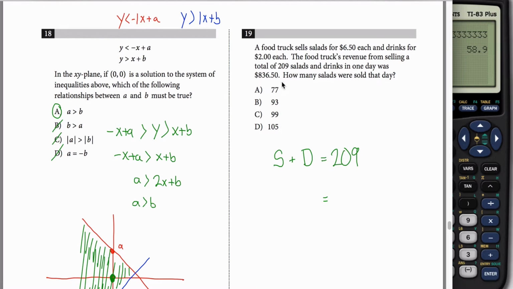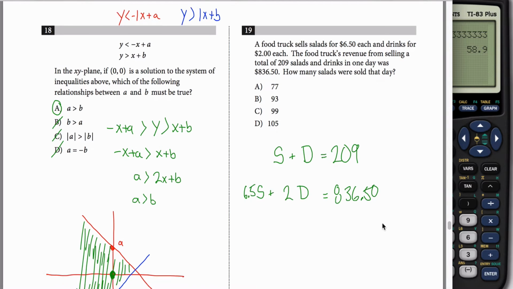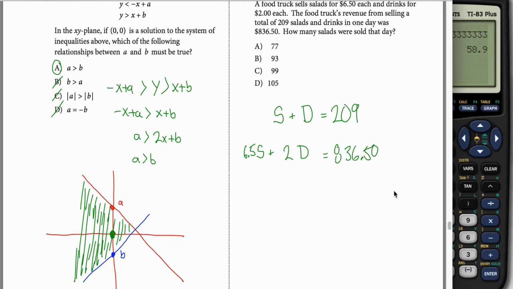And then I'm going to come up with another statement that kind of has to do with the revenue. Each time I sell a salad, I sell them for $6.50. So the total amount of money I make from salads is 6.5 times S. The total amount of money I make from drinks is 2 times D. And the total amount of money I make is $836.50. So I have these two equations. What I want to do is solve them. I want to know how many salads were sold that day, so I want to solve for S.